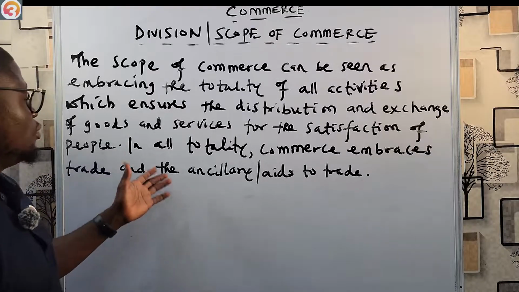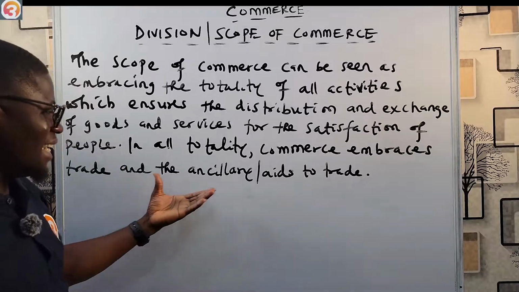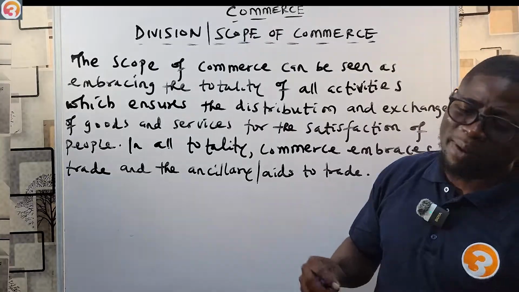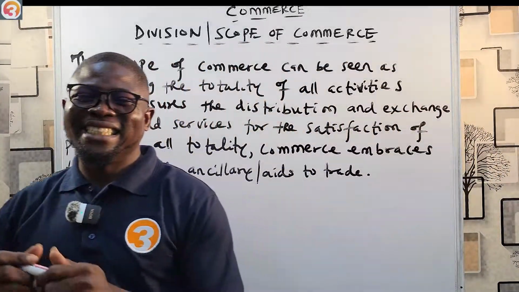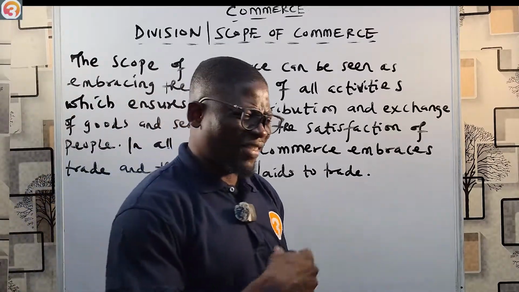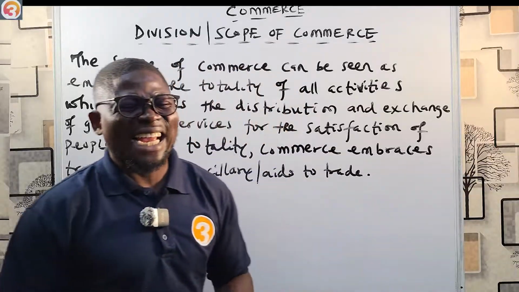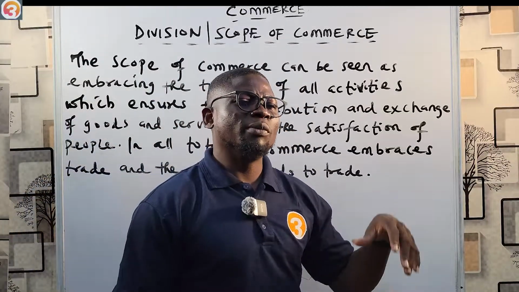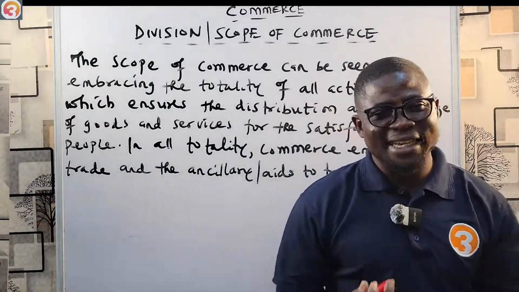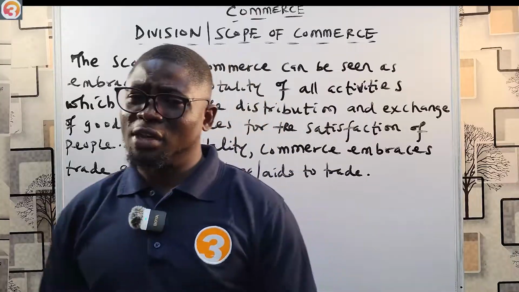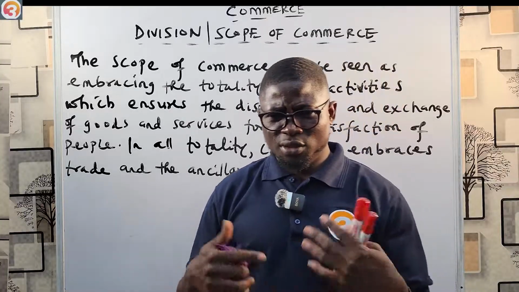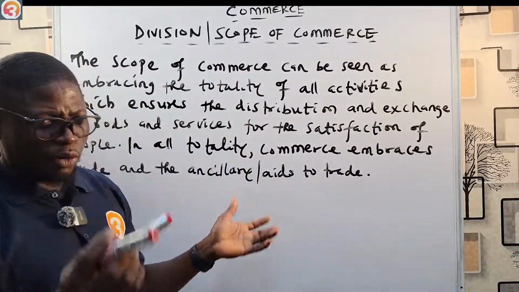In simple terms, we say commerce embraces trade and the ancillary, or aids, to trade. Things that facilitate trade. Things that are essential for goods to be moved from the point of production to where the consumers will be able to easily get them. That's what we're talking about here in the scope of commerce. With the help of a table, we're going to explain this better.